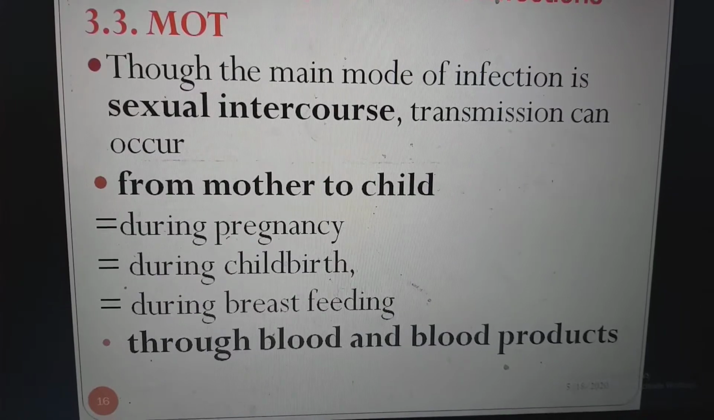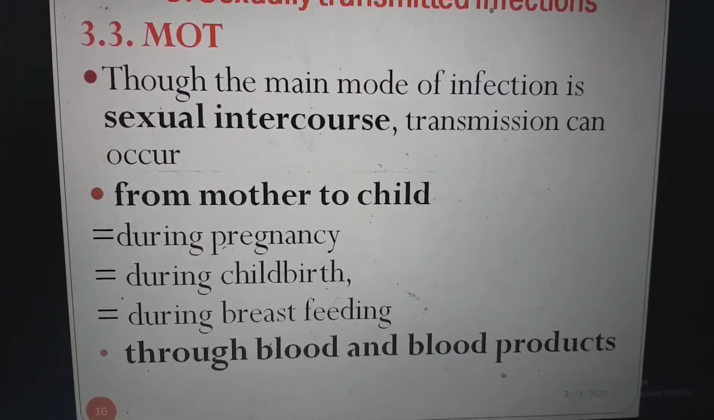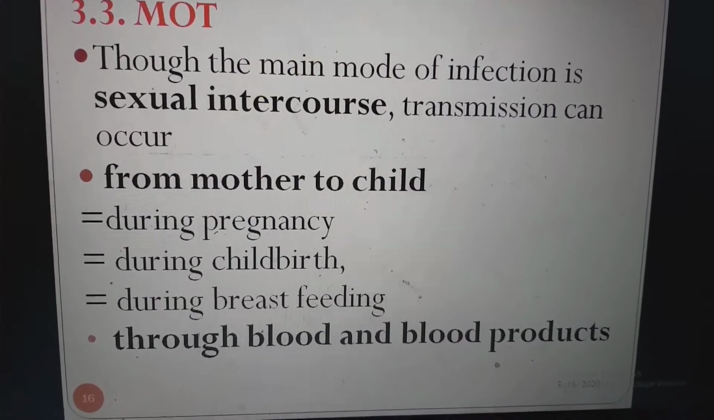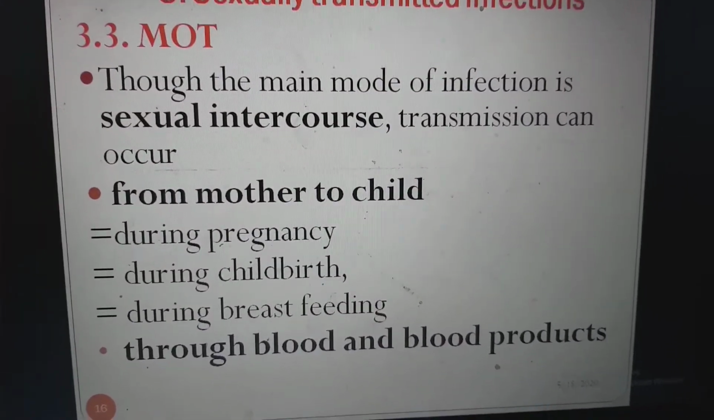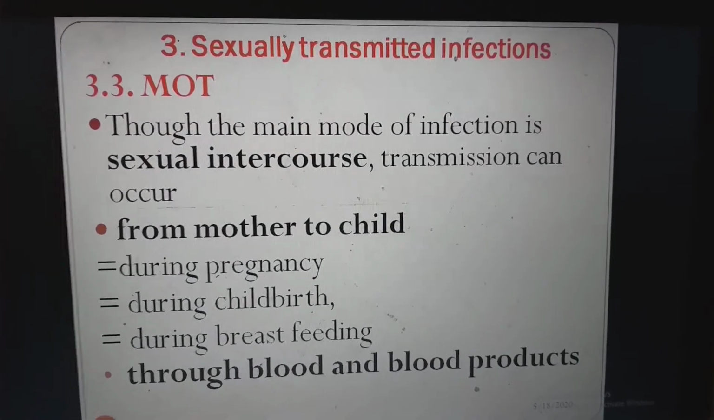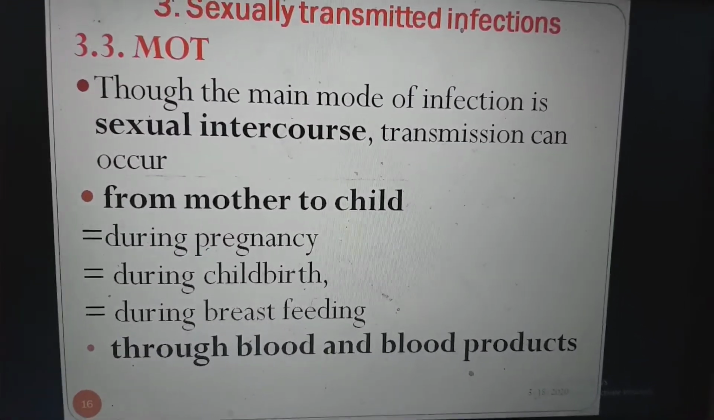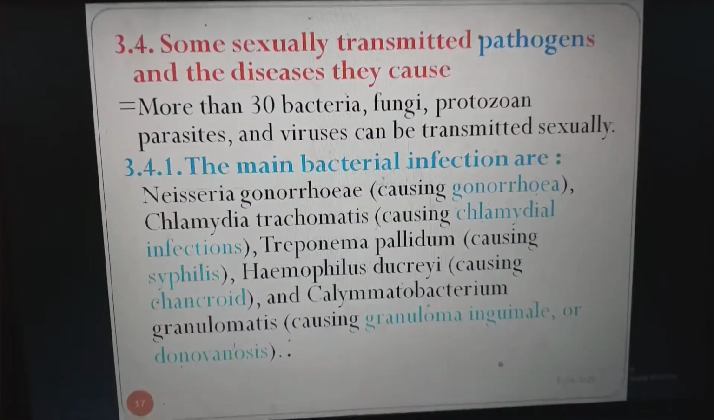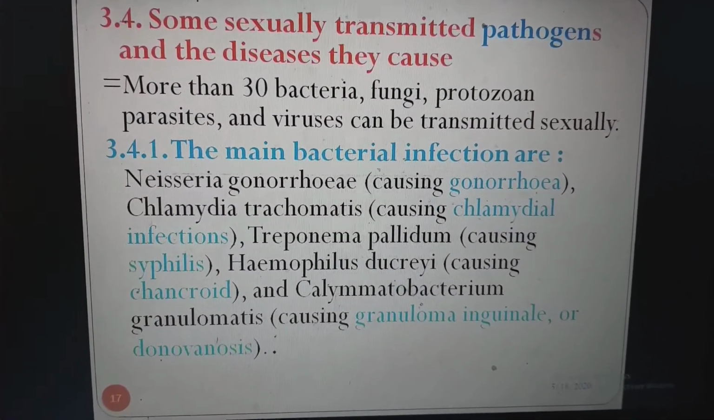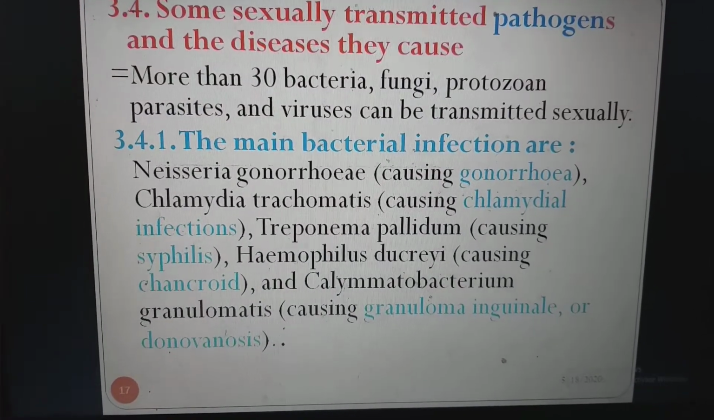So don't forget. The most common one is sexual intercourse, but it is not only sexual intercourse. It can be from mother to child, it can be through blood and blood products. So these are the major 3 modes of transmission. Don't forget. Good. So let's see these sexually transmitted infections, their pathogens, and the diseases they cause.